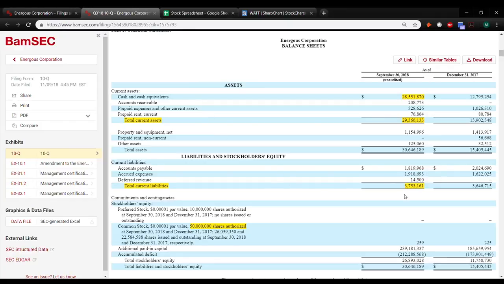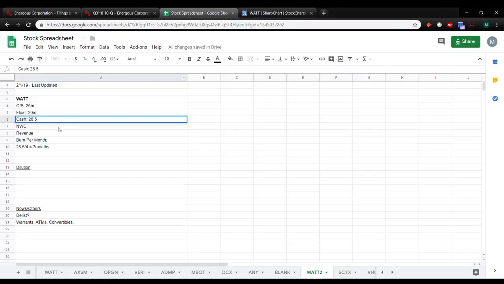Then you can see the total current liabilities. They don't have a lot of debt. They did a pretty big ATM last year, and I believe they paid some of it off, if I recall correctly. But nothing that's a concern, so I guess that's a positive from that standpoint. So the working capital. With that, what else?